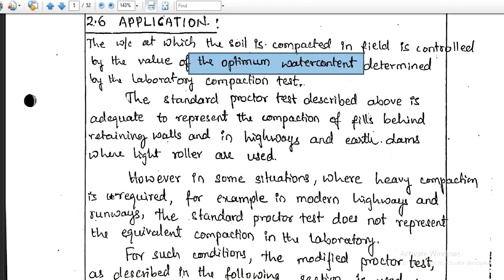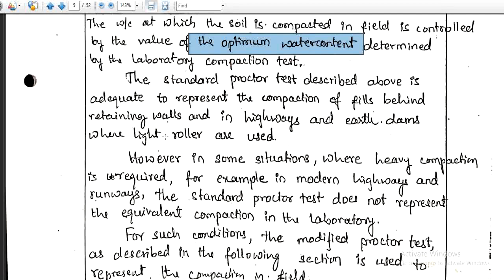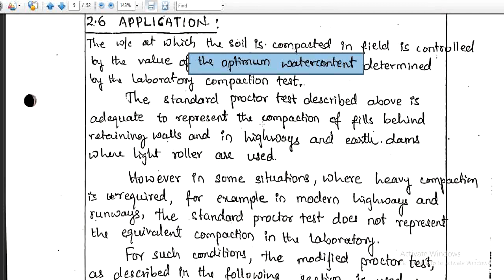The standard Proctor test described above is adequate to represent the compaction of fills behind a retaining wall. So behind whatever retaining wall is there, we need to place fills, and those fills should have certain strength. That strength can be achieved by controlling the compaction, and controlling the compaction is possible only when we know the optimum moisture content and maximum dry density.